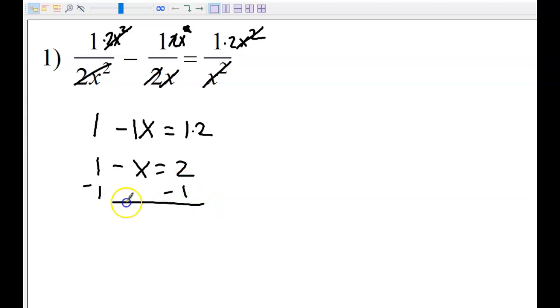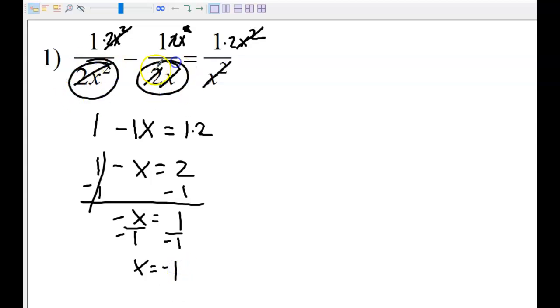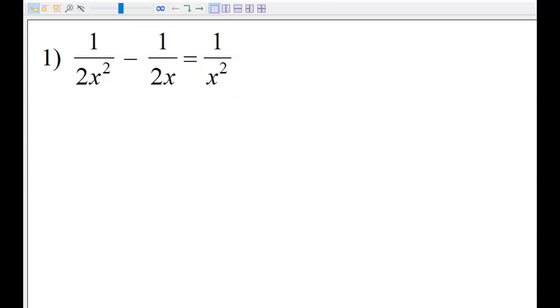Minus the 1 on both sides. Divide both sides by -1. And we got x equals -1. Want to make sure it doesn't make any of the bottoms equal 0. If you plugged in -1 to those, you would not get 0, so we're good to go. So that is my answer, -1. All right, next one.